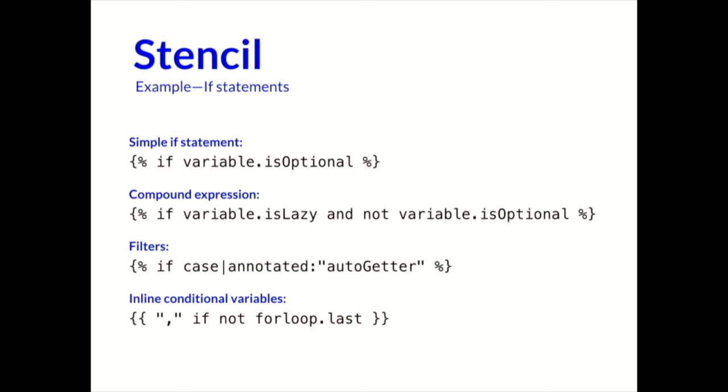And finally, we have this inline conditional variable. So you notice that we're using variable syntax here, not the other if syntax. And what we're saying here is, if we're not on the last element of a for loop, we're going to output this comma to our code output, so our generated code.